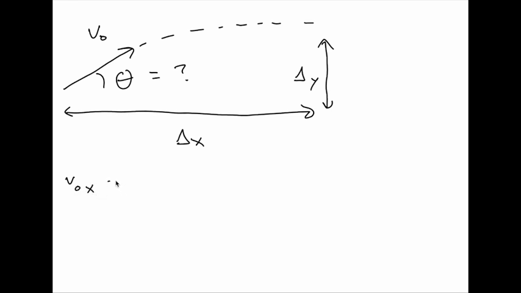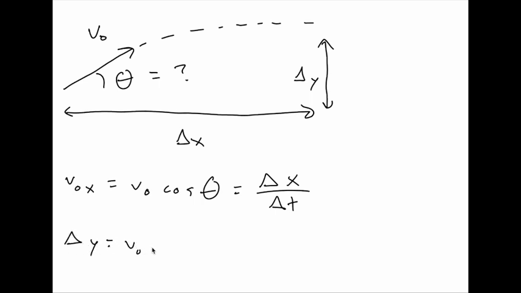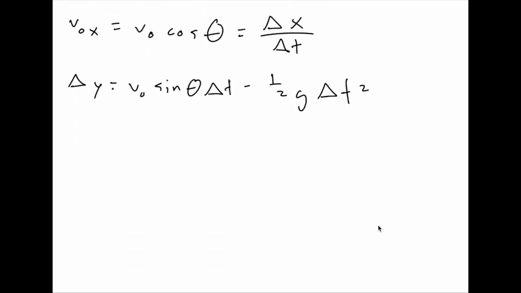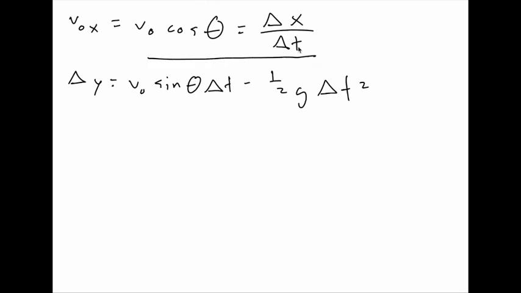So then you do this. You do V naught x equals V naught cosine theta equals delta x over delta t, right? And then you do your second equation, delta y equals V naught sine theta delta t minus half g delta t squared, right? And then you can use this to solve for delta t. Delta t is actually delta x over V naught cosine theta, right?